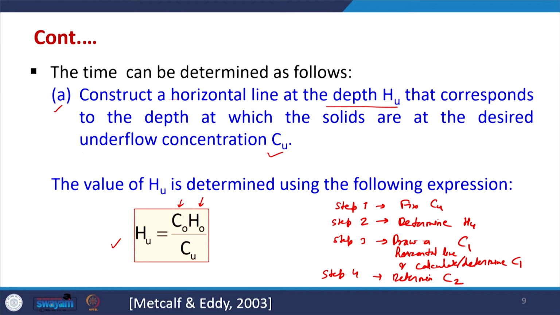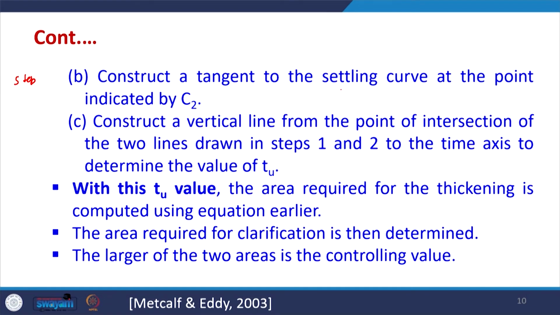Next, step 5 is to determine the Tu value. We have to determine this using a number of steps. Construct a tangent at the settling curve indicated by point C1, and construct a vertical line from the point of intersection of the two lines drawn in steps 1 and 2. So, we have to draw a bisection line of the angle of interest, and at that point we have to draw another tangent line which meets the first line at Tu, and then we find it out.